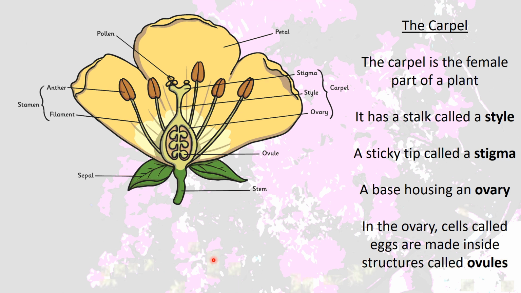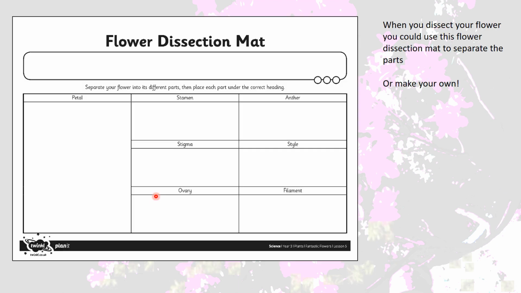So the carpel is the female part of the plant, which is this part here, and it's normally found in the centre of the flower. It has a stalk called a style and a sticky tip called the stigma. It has got a base housing the ovary or the nectary, and in the ovary are little cells called eggs, and they're made inside structures called ovules. And if you look back in this video here, you could actually see the little eggs in the dandelion as well, and perhaps you could see those in a flower that you look at.